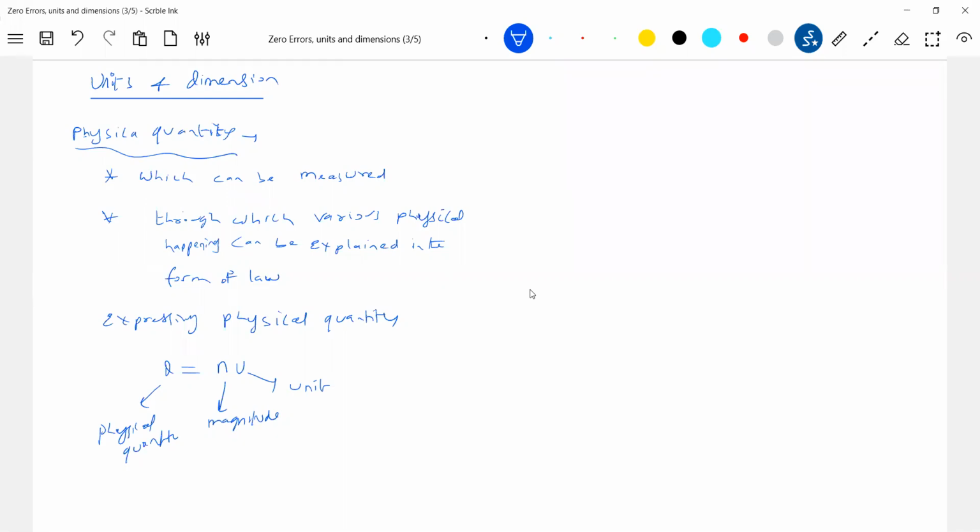Like, suppose 10 meter. Let's have a small explanation. The length of the body is 10 meter. What do you mean by that? It is 10 times 1 meter.